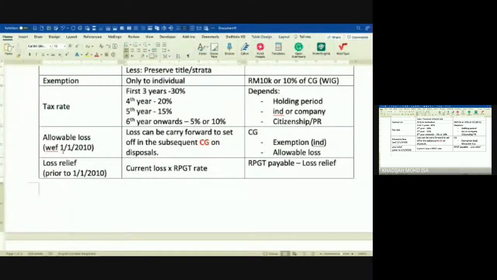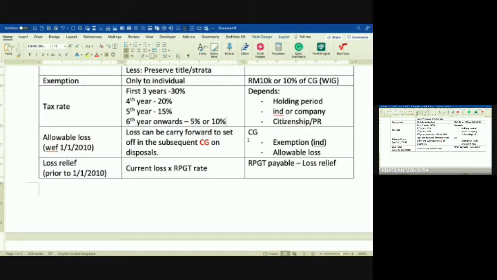In RPGT, it's not based on year of assessment. It is based on the disposal. For example, in 2020, I can dispose of a property in January and another property in March. But it's not easy actually to dispose of property. It takes 1 year, for example, the process of the disposal. So it could be a disposal in January and another in June. So in RPGT, you don't use year of assessment because you just use year of disposal. Whenever there's a loss, you can always use the losses to be set off against your next disposal.